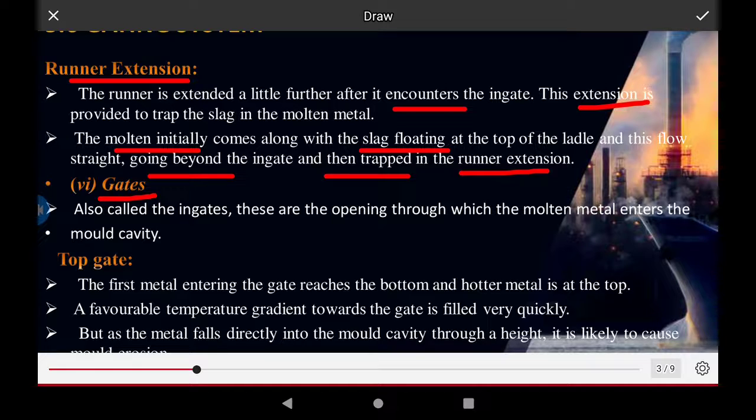Gate, also called the in-gate. These are the openings through which the molten metal enters the mold cavity. Top gate: the first metal entering the gate reaches the bottom, and the hotter metal is at the top. The variable temperature gradient toward the gate fills very quickly, but the metal falls directly into the mold cavity through the gate. It is likely to cause erosion in most metals.